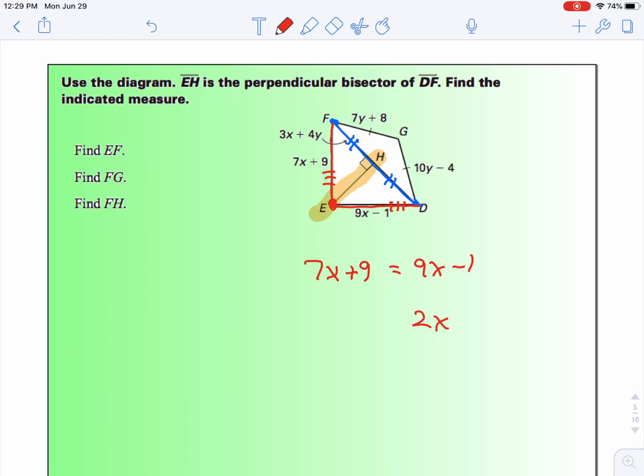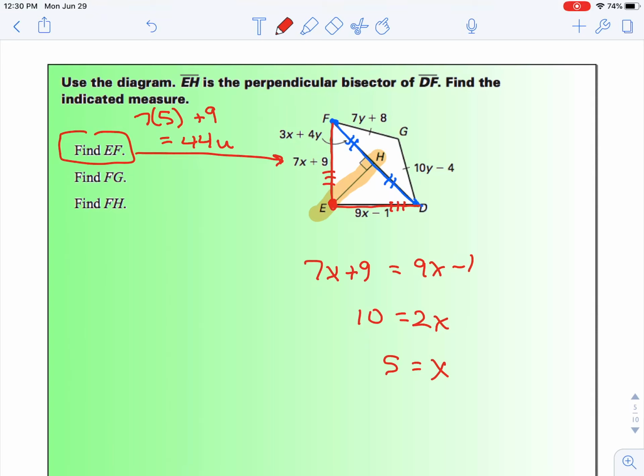Subtracting and moving around, again combining the x's on one side and the numbers on the other, I get 2x equals 10, or x equals 5. So how does that help me? Well, one of the things I'm supposed to find is EF, which I can find now. I can find EF, which is that segment right here, by simply plugging in my value of x. So I have 7 times 5 plus 9, and so EF is equal to 44 units.